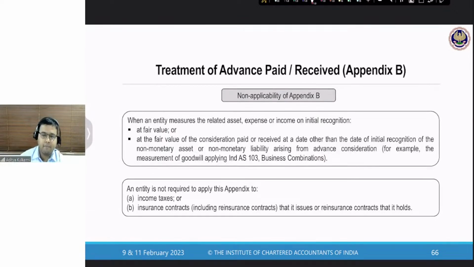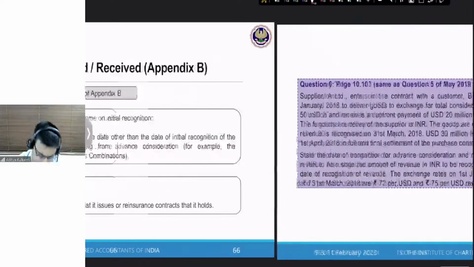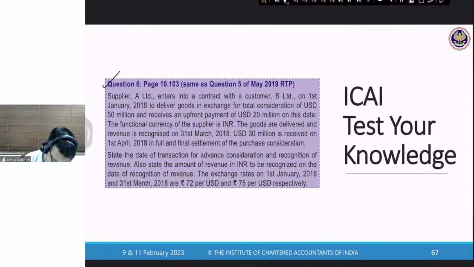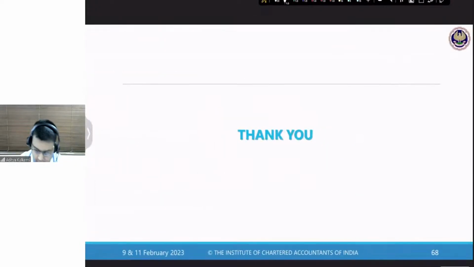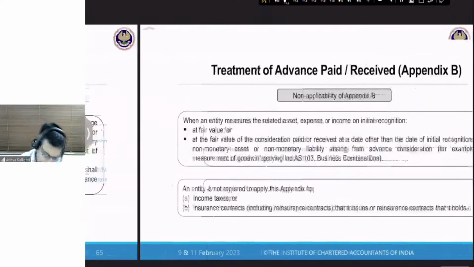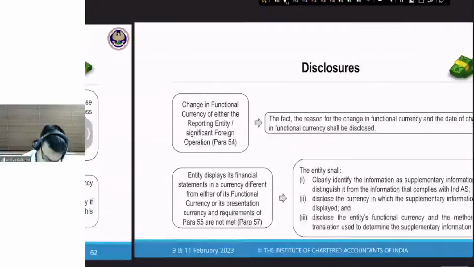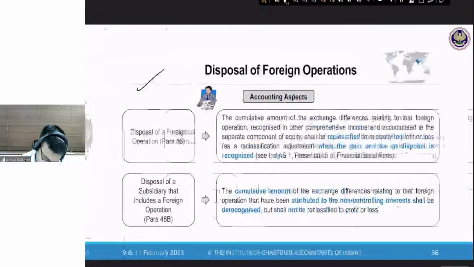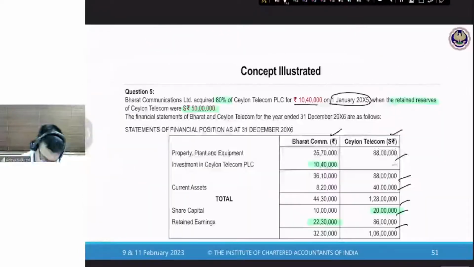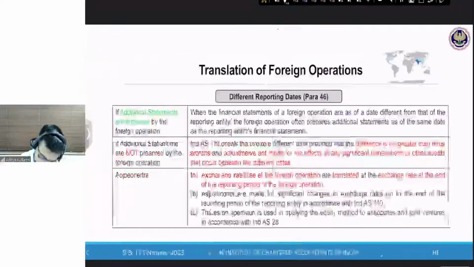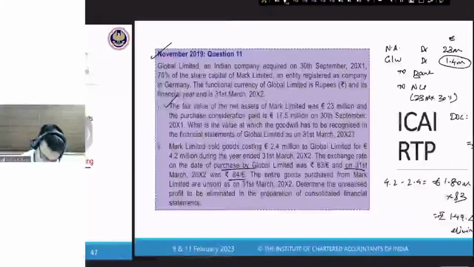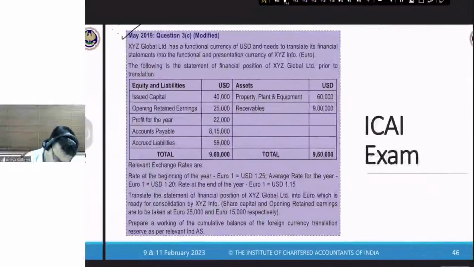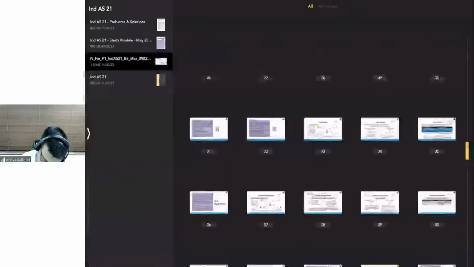So this appendix will not be considered for income tax or insurance contracts. That takes care of appendix B. We did this question for our understanding. So all of it is done. I don't think I have skipped anything. We have been able to complete the entire standard well in time. Translation of foreign operations also is done. Yes, everything is done.